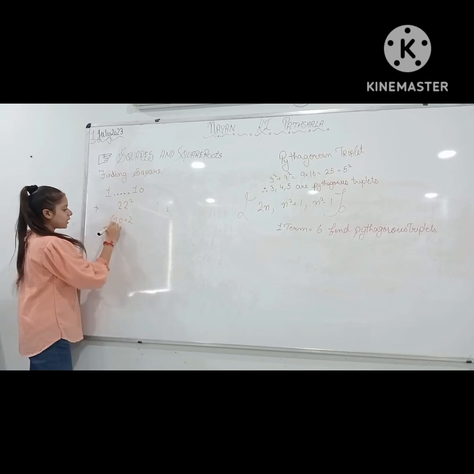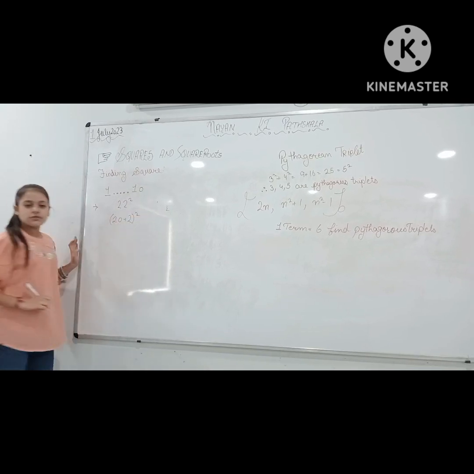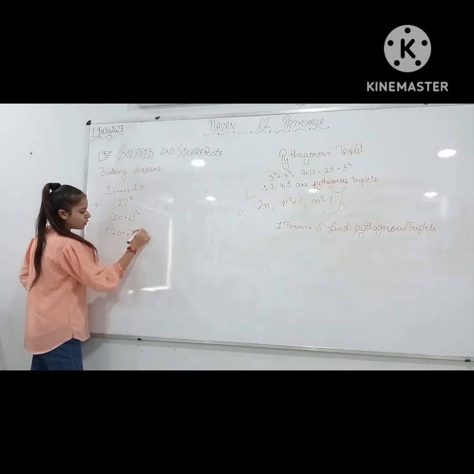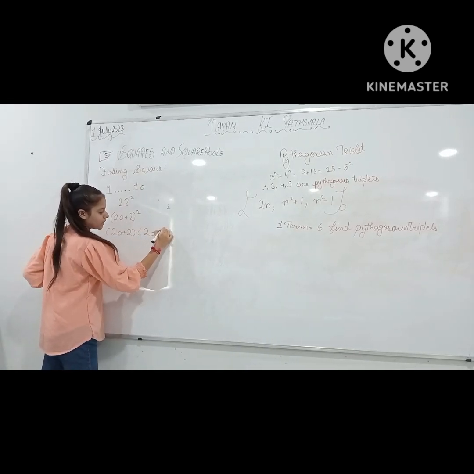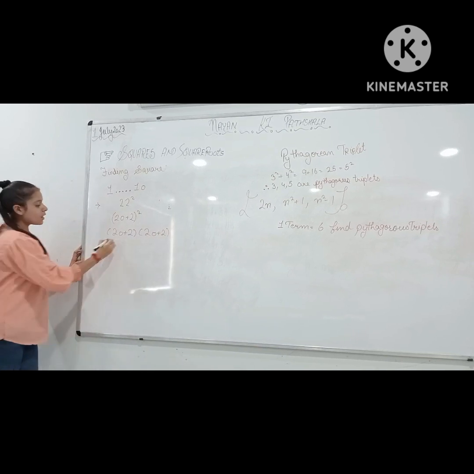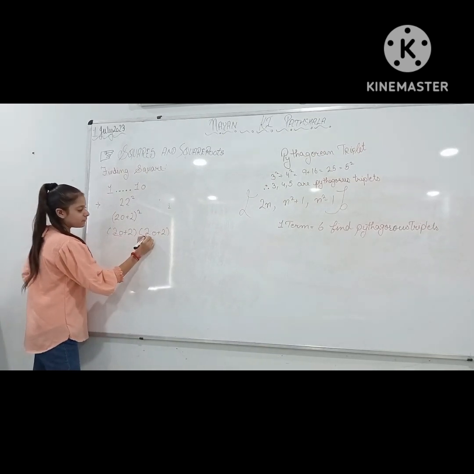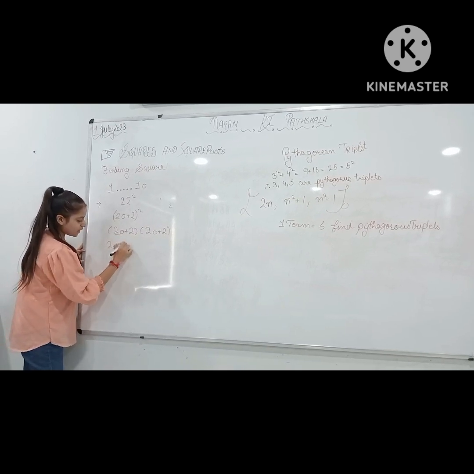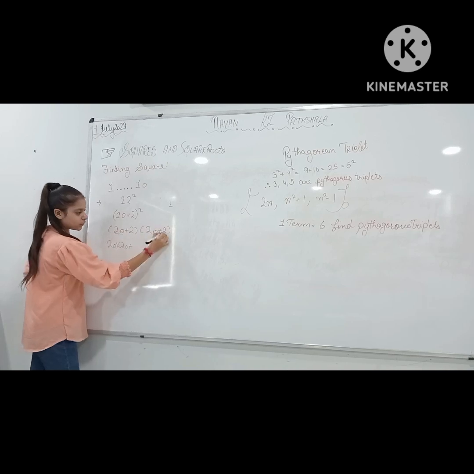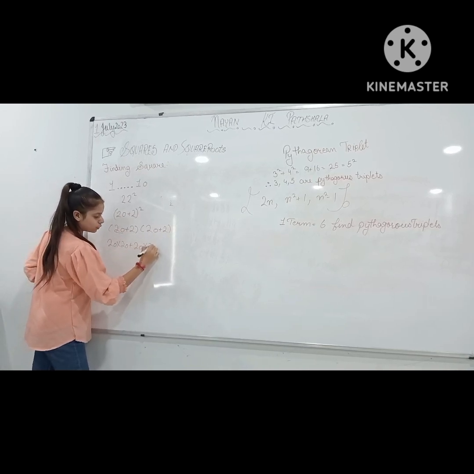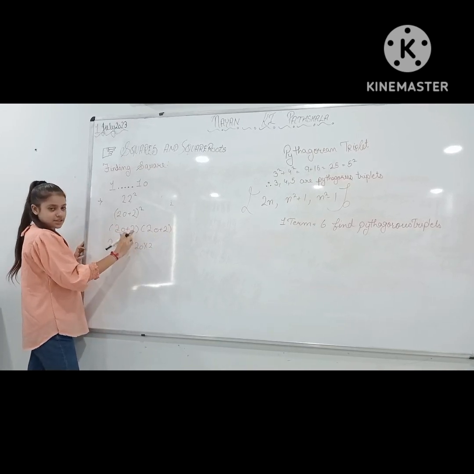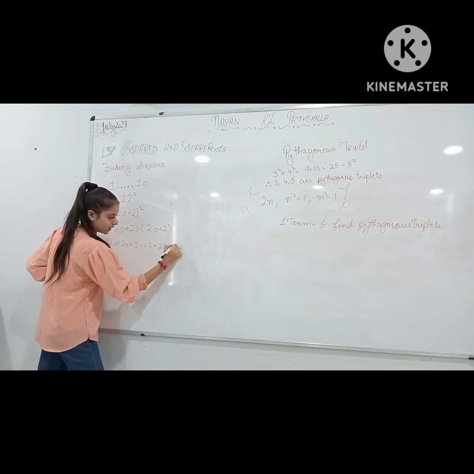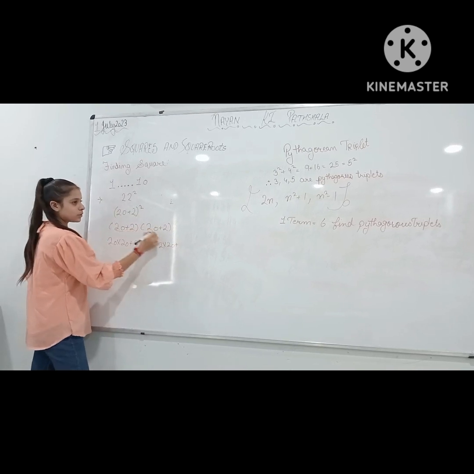write 22 as 20 plus 2 and take out the square of this. So we have 20 plus 2 and 20 plus 2. Firstly we will multiply 20 with the whole bracket and then 2. So 20 into 20 plus 20 into 2. Coming to the next digit, that is 2: 2 into 20 and then 2 into 2.